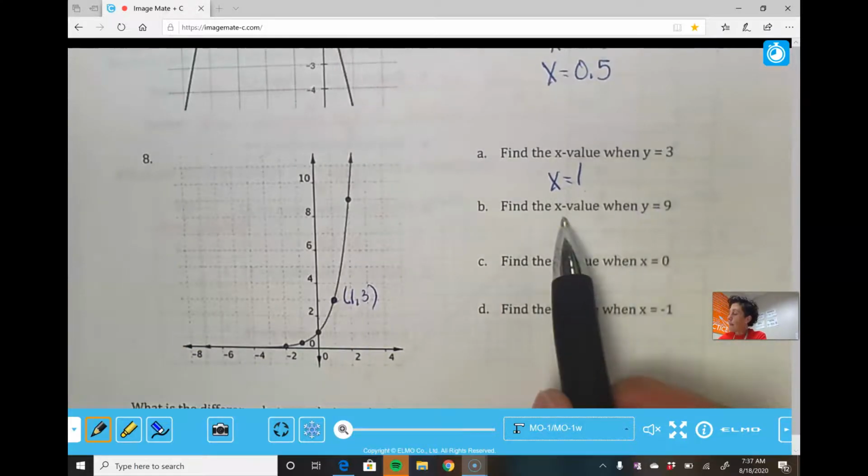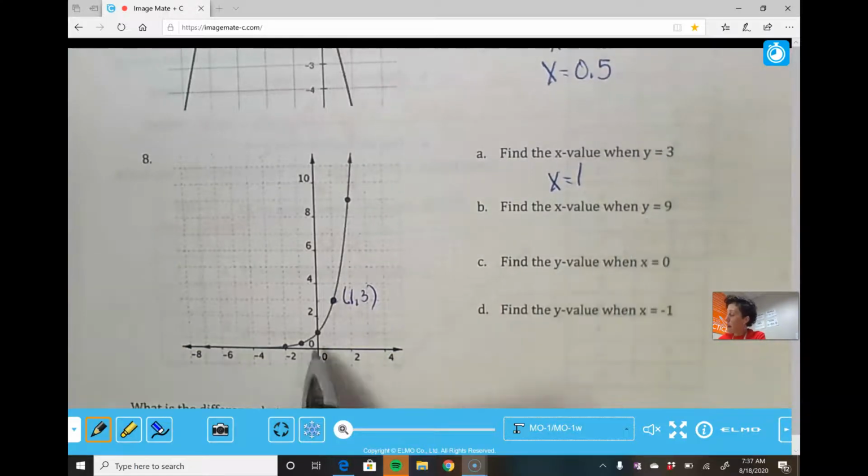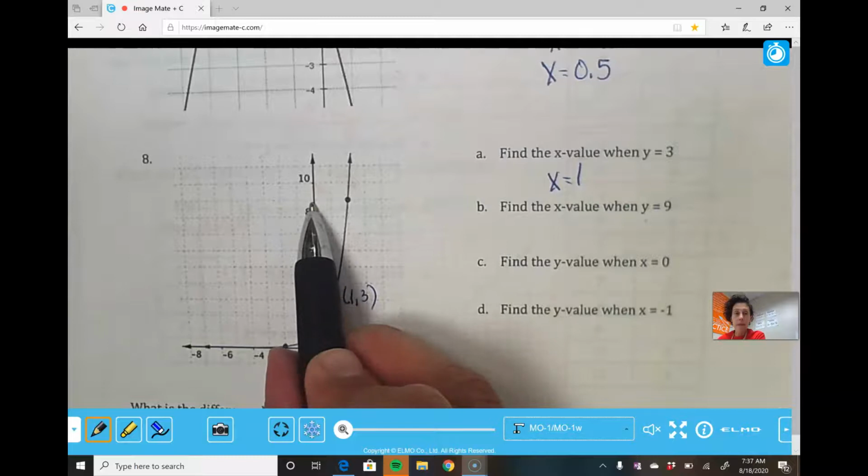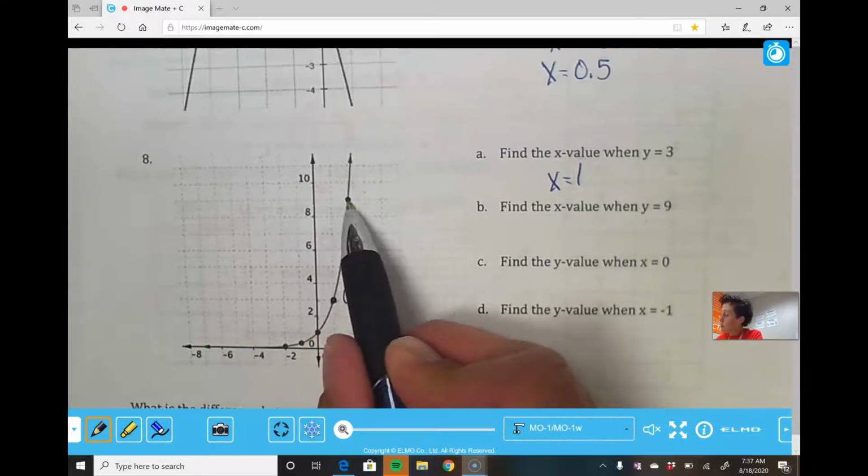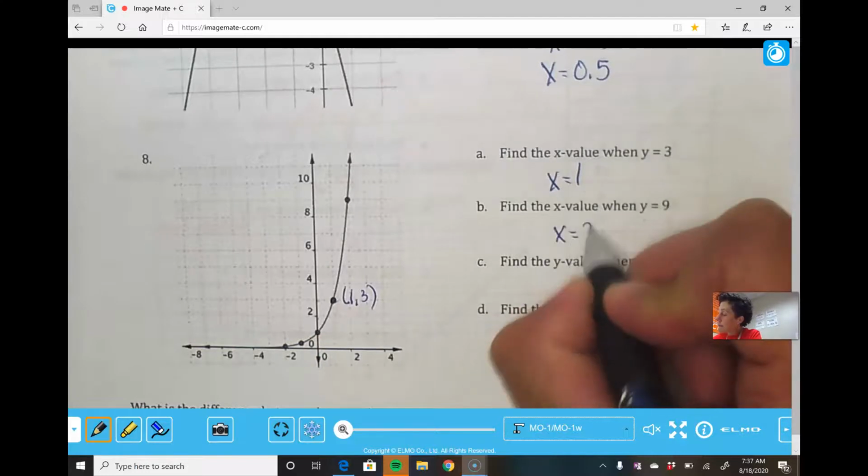All right, find the x value when y is 9, so since it's y, I'm going to go up to 9. And I have to go to the right now, left or right, to get to my graph. I'm moving over 2 spots, so x is 2.